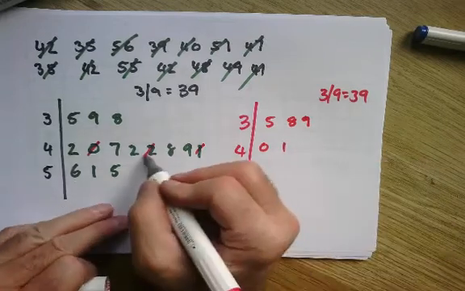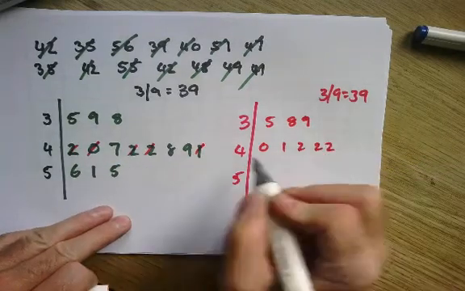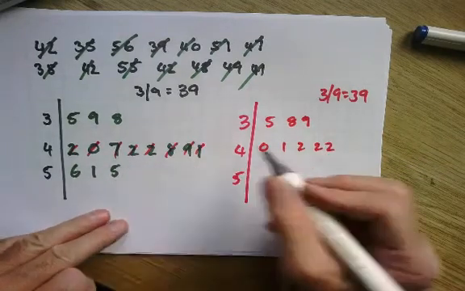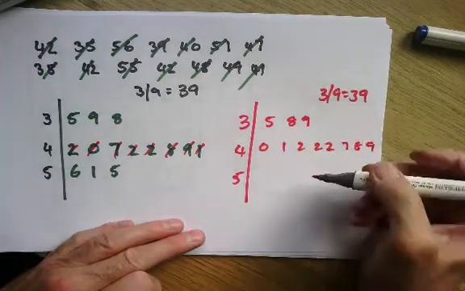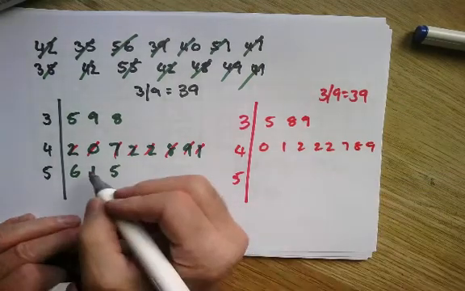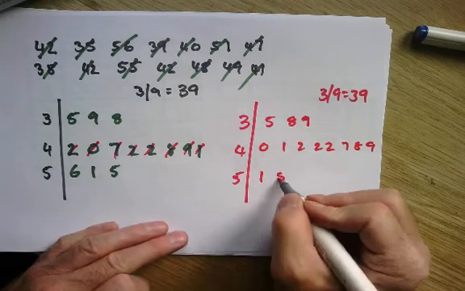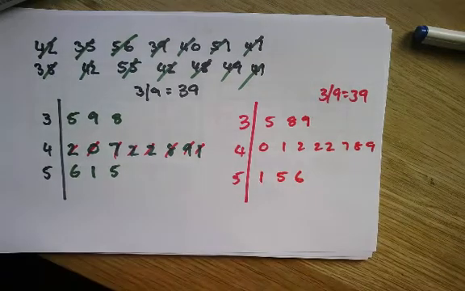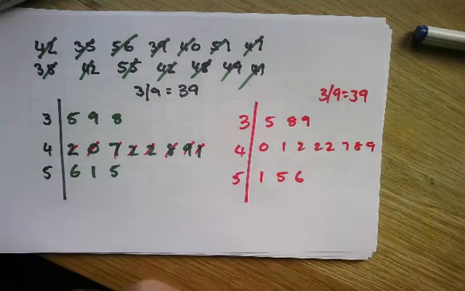0, 1, 1, 2, 3, 7, 8, 9. And again, it should all be neatly done really. 1, 5, 6. You can always count to see if you got it right.